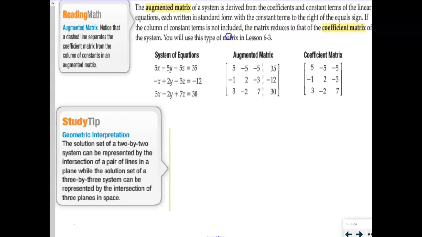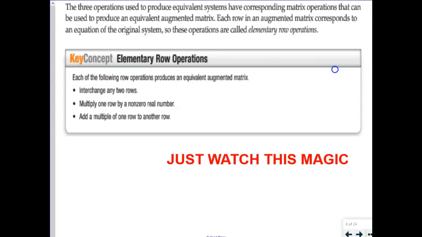Now, a little more vocab. If I peel off just the coefficients and don't put the system solutions there, you have what's called a coefficient matrix. That'll come up tomorrow a little bit, but for today it doesn't really have anything to do with us.